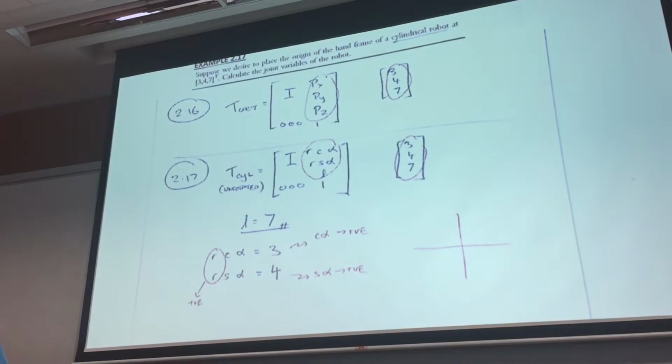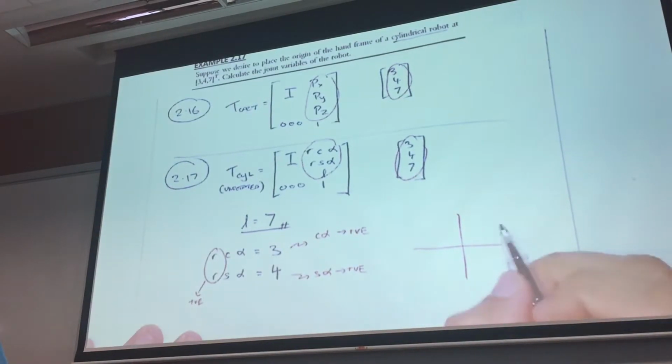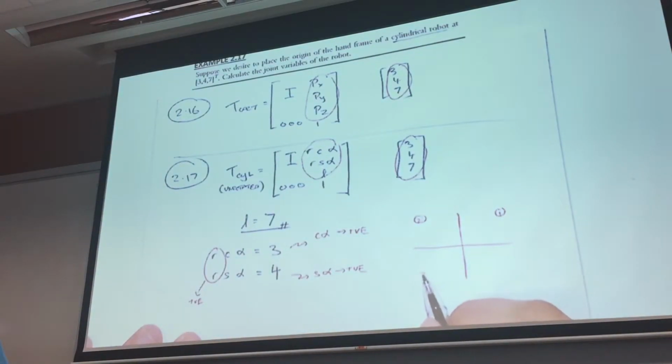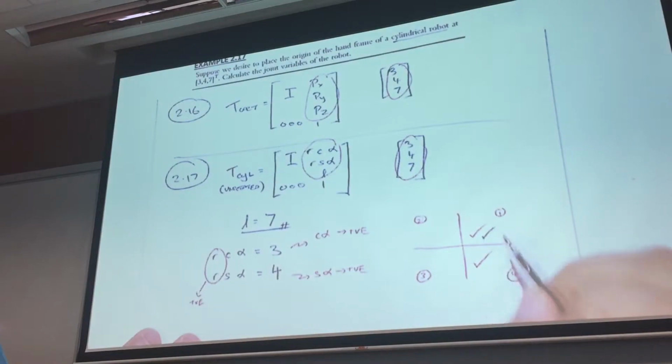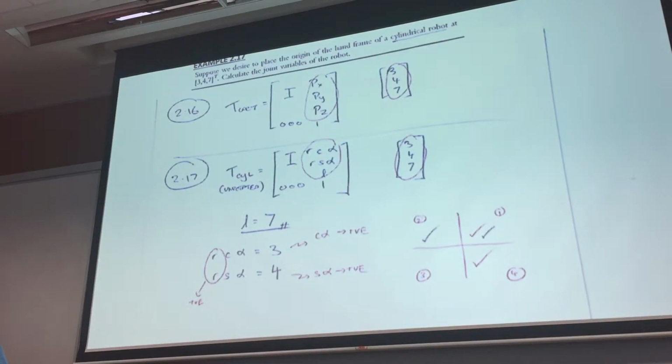Where will my cosine be positive? Which quadrant? Let's say I have quadrant 1, 2, 3, and 4. 1 and 4, right? For cosine. Okay. Where will my sine alpha be positive? 1 and 2. So the only place where both of them can exist as positive values will be at quadrant 1. Right? So this is your angle that you will be looking at. For the angle, you should give an answer. Okay?